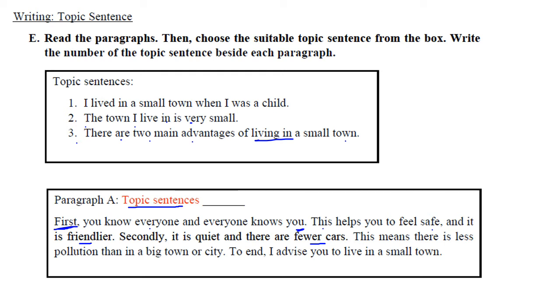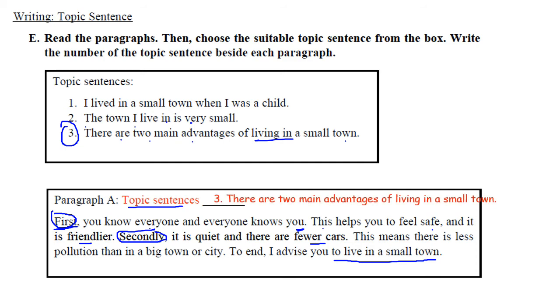So as you can see, they have stated this is number 1, this is number 2, two positive things about living in a small town. How do I know? Because at the end he said, I advise you to live in a small town. So since I have the 2 advantages and I know that it's about a small town, I can say now that the topic is number 3 and I am correct. Moving on.